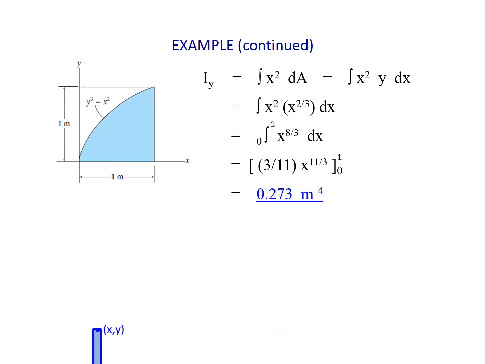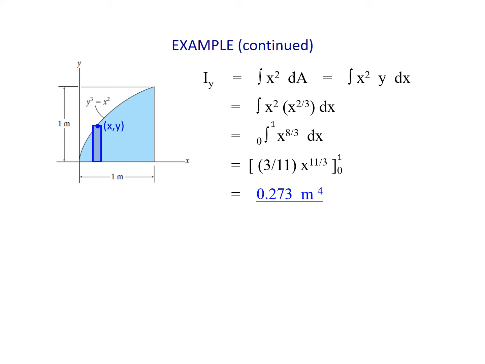Continuing with this example, we still want to find Iy. In this case, we'll use a vertical slice, and here we have the integral across the area of x squared dA, and this is relatively easy because we're going to have an easier relationship between the two variables in this case.